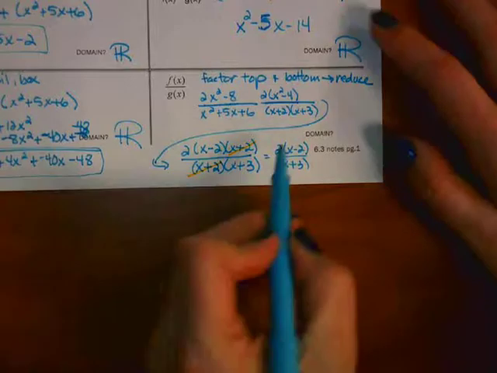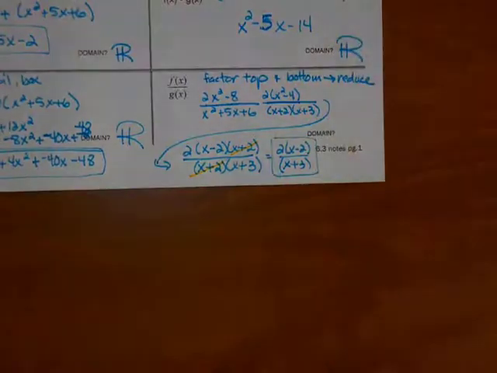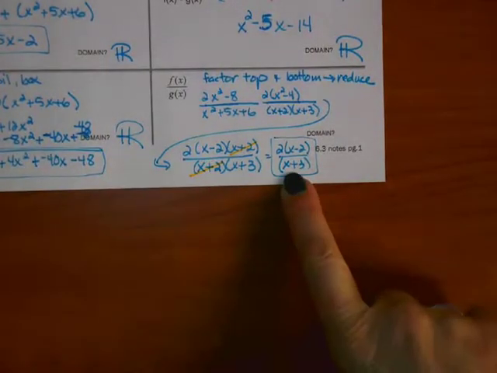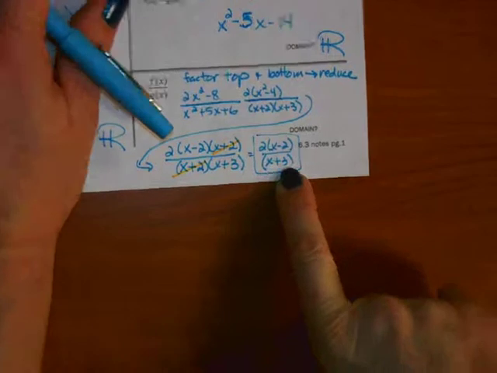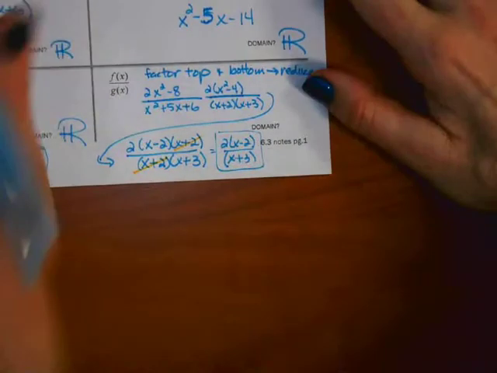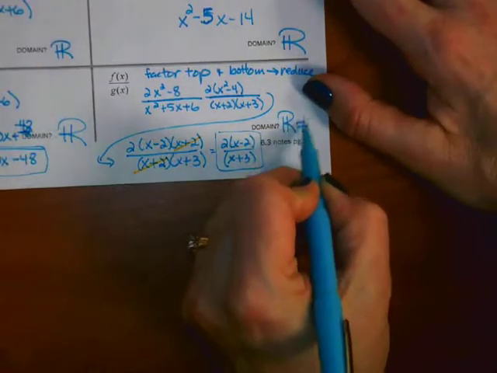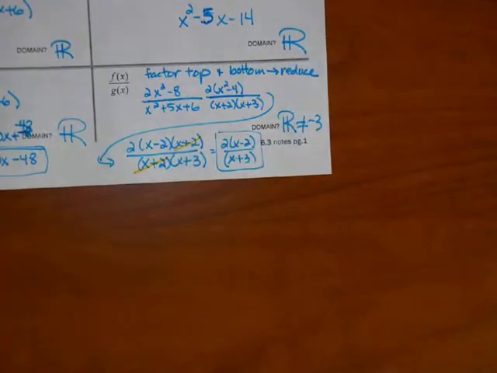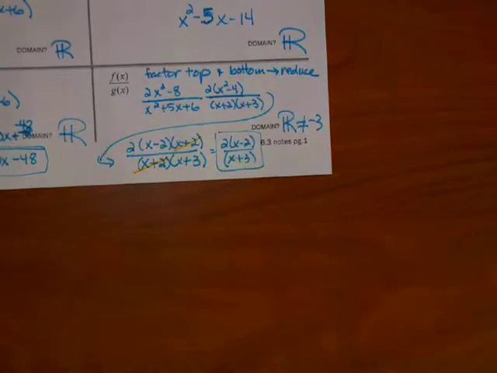So then you're done dividing, but there's one restriction. What is it on our domain? It can't be what? Negative 3. It can't be negative 3. So the domain is all reals, but not negative 3. Because you can't have a 0 in the bottom. Yeah? All right, let's have more fun.